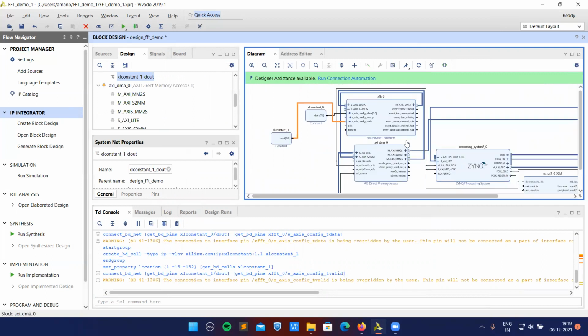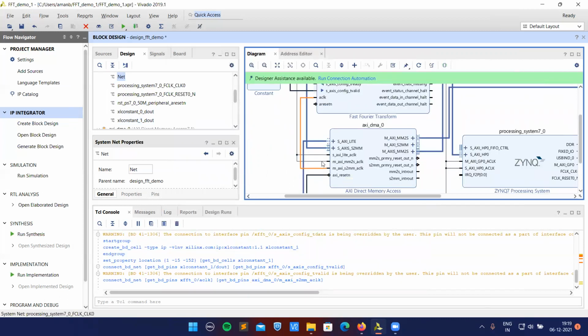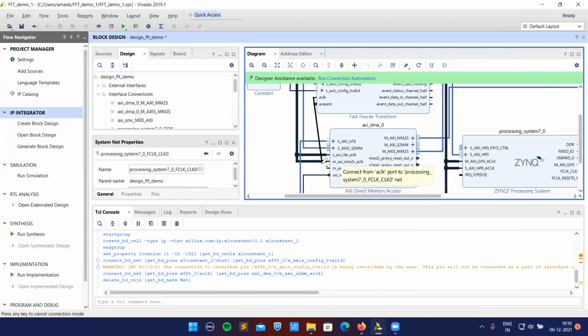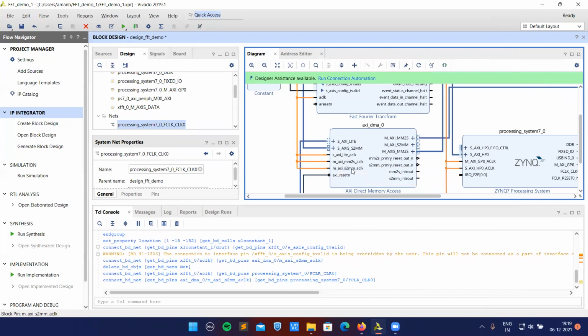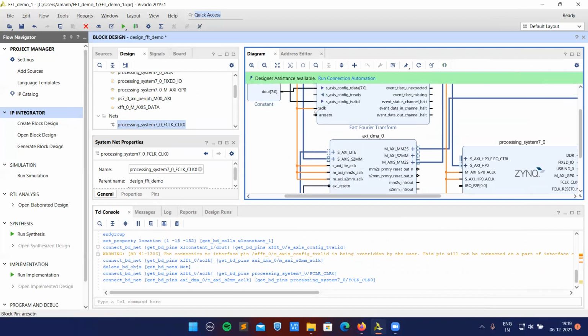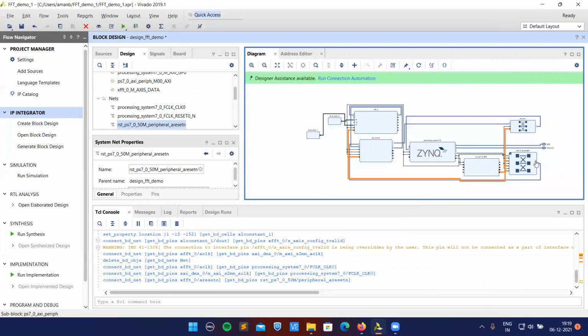There are two more pins which are supposed to be connected. The first is the clock, and we are going to connect this clock over here. This was also supposed to be connected, so if it's not connected in your design, just connect it like this. And the reset is also supposed to be connected: we are going to connect the ARESETn of the FFT IP to the AXI reset N of the AXI DMA. So now this seems correct.